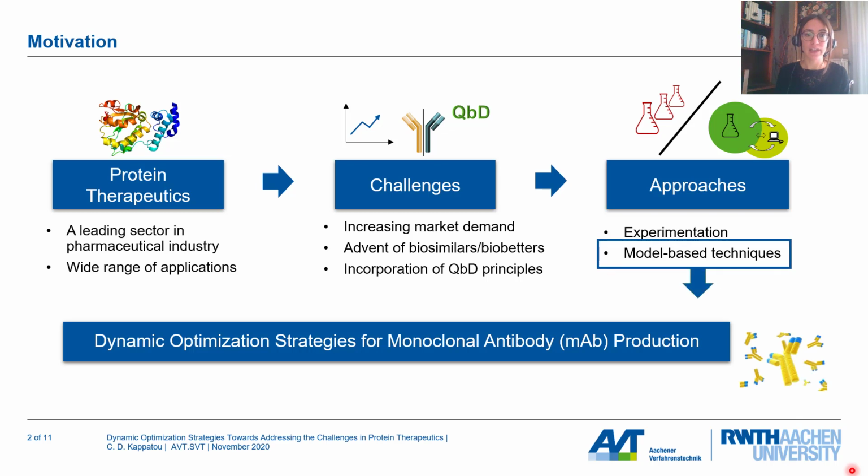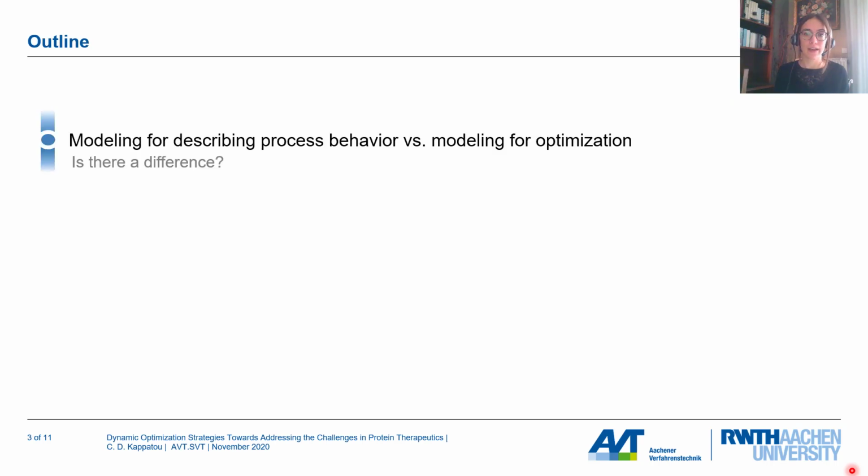For the scope of this presentation, we're going to focus on dynamic optimization strategies for quantitatively and qualitatively improving the performance of monoclonal antibodies production, since monoclonal antibodies constitute a dominant product within protein therapeutics. And we're going to focus on answering mainly three questions. The first one has to do with modeling and what changes when we create a model to describe process behavior versus using a model to perform computationally intense optimization studies.